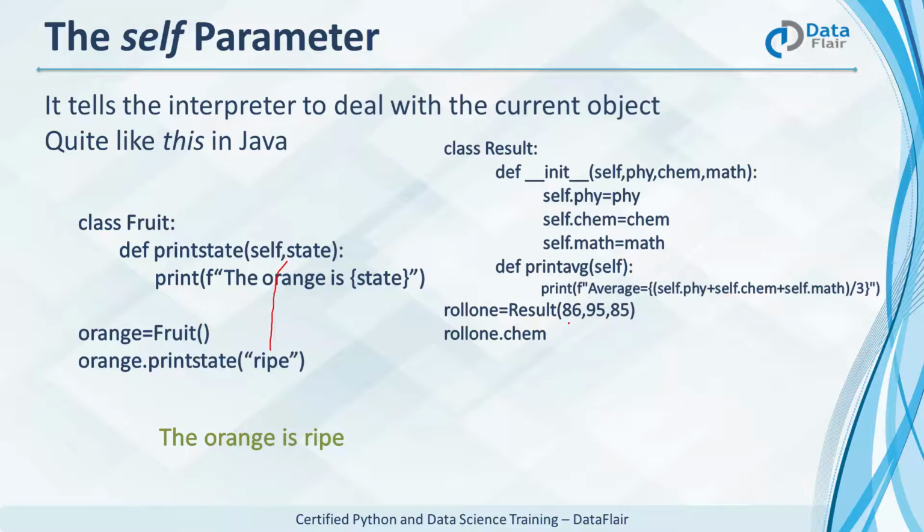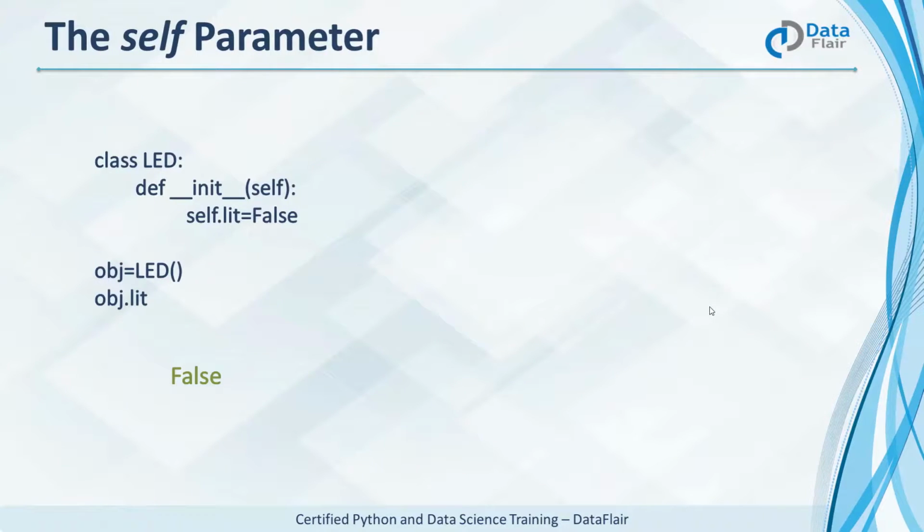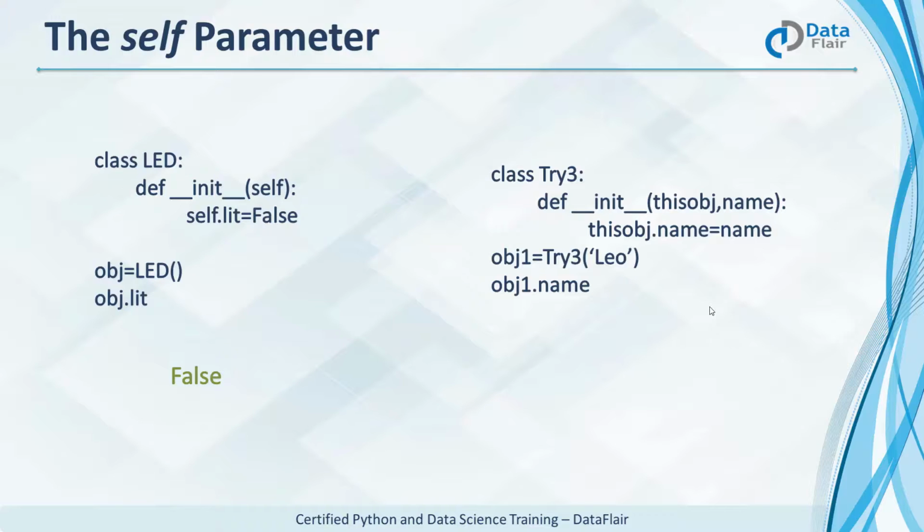Here though, the values 86, 95 and 85 get into physics, chemistry and maths. These are used to initialize the attributes for the object. Now when we access the value for chem for roll1 object using the dot operator, we have 95. Notice that we use self and the dot operator before referring to an attribute here. So the self parameter tells it to deal with this object, though we can call it anything. Here we call it this OPJ and it works just the same.